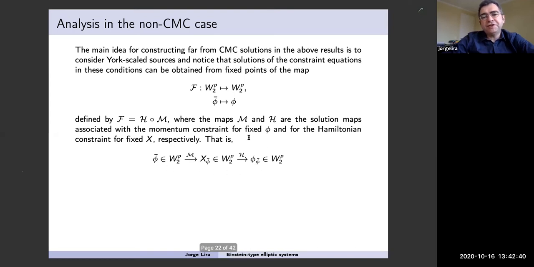And then try to do this in iterations in order to get a fixed point. So start with some phi and end up with the same phi. That's the aim.